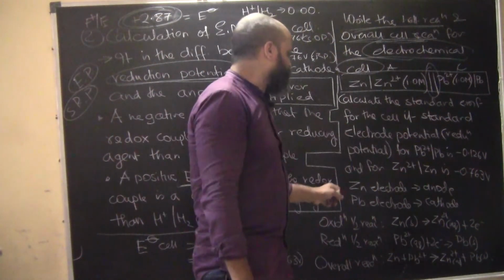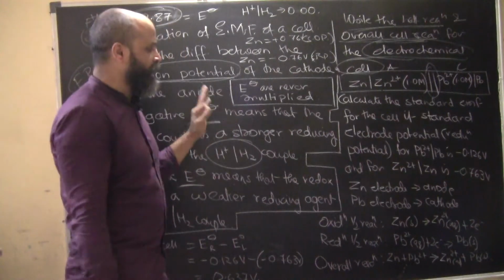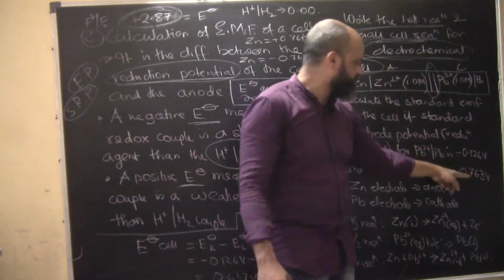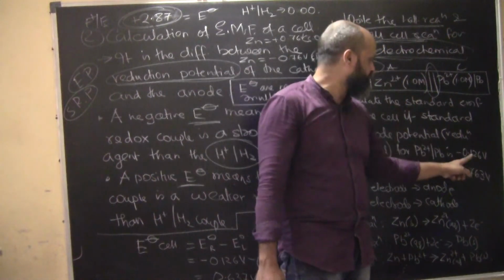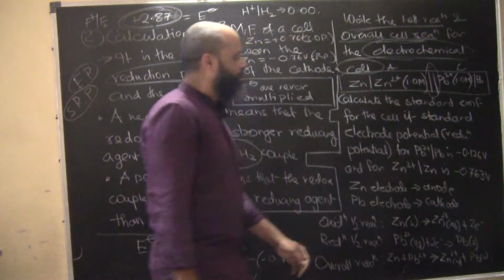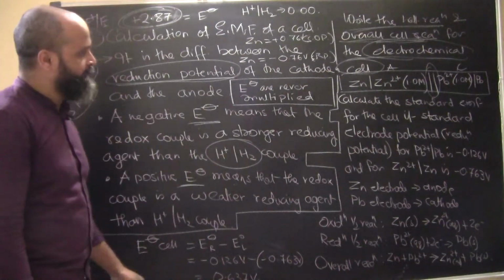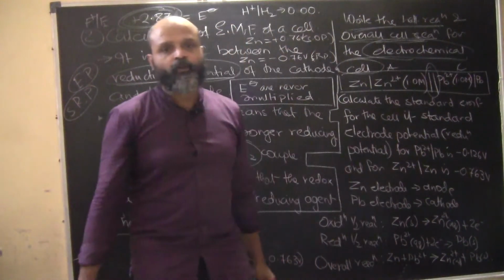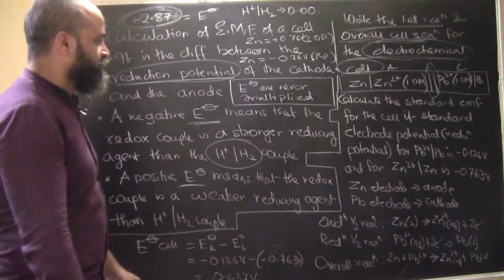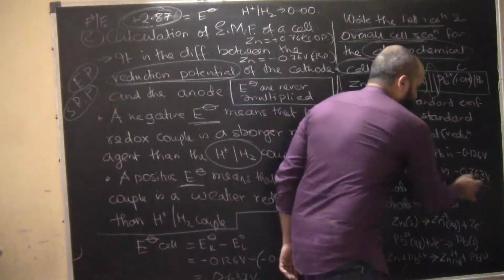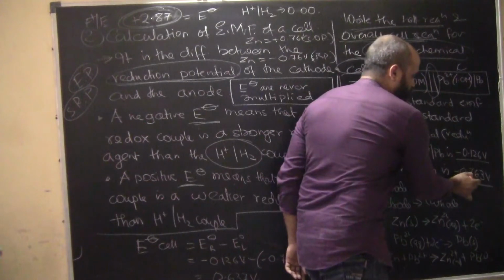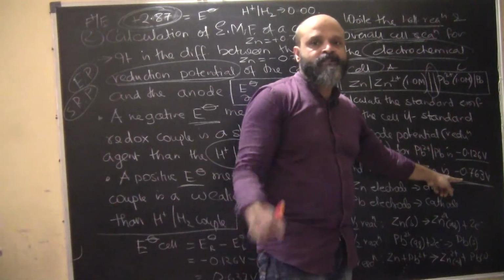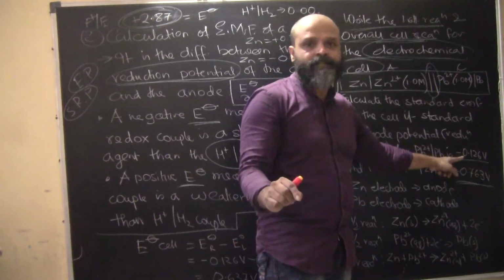Okay, so now what is happening? See, at the anode what will happen? Zinc has a lower electrode potential. Look at this, this is minus 0.763 and this is minus 0.126. So what will happen? Zinc is going to show a tendency to lose electrons here. Zinc is more negative, so it has a lower electrode potential. So the standard reduction potential or standard electrode potential of zinc is lesser than lead.